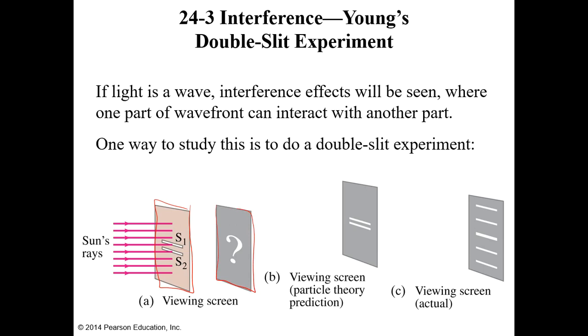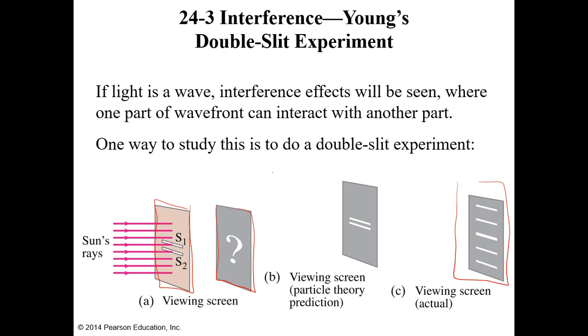The question is, what was on the viewing screen after the sun shone through it? Well, one would think that you would just see two bands of light from the light shining through those slits. But what Thomas Young actually saw was a series of bright bands of light. Not at all just a pattern of the two slits.